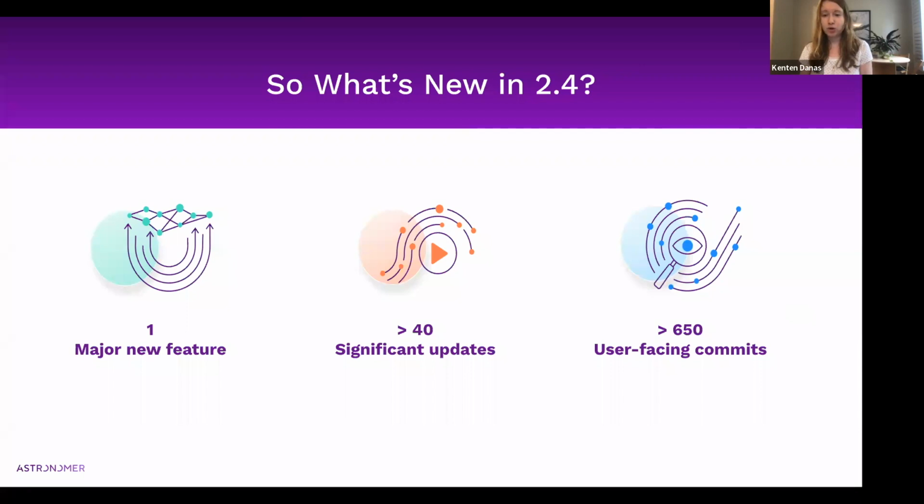All of this came from over 650 user-facing commits. So again, lots of folks working on the Airflow project, and they're doing really great work and they're moving really fast with it. So a lot of work went into 2.4 over the last couple of months, and we're really excited to share that with the community.